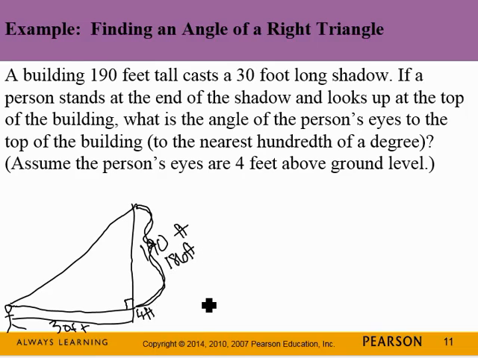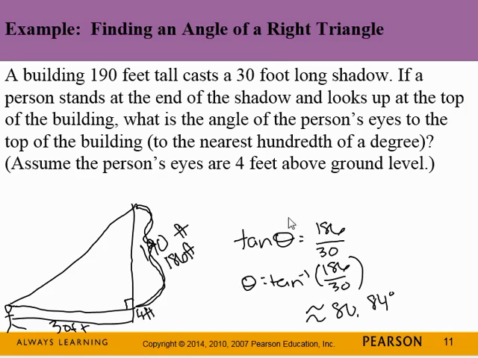So you want to pause the video and solve this one on your own. So you're going to do tangent theta equals 186 over 30. That means you're going to have theta equals tangent inverse of 186 over 30, which is about 80.84. It does say to the nearest hundredth of a degree. So this is your answer.